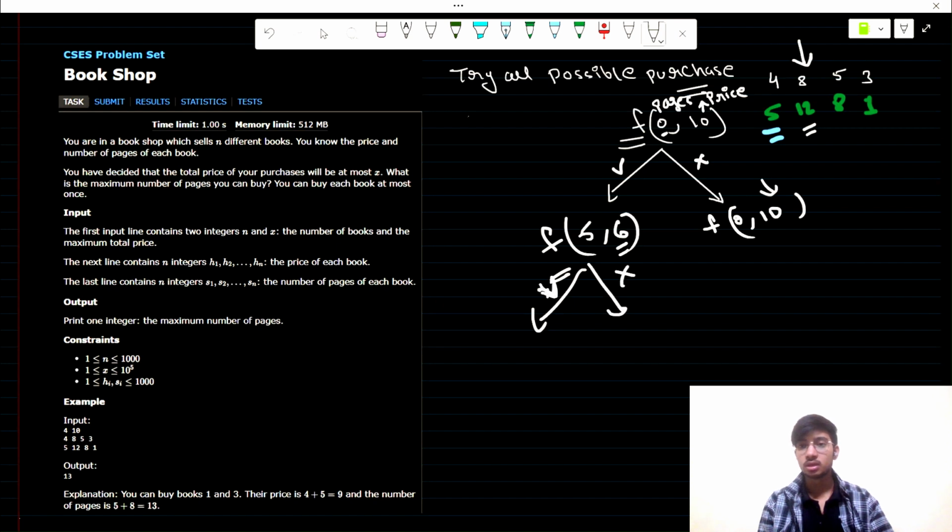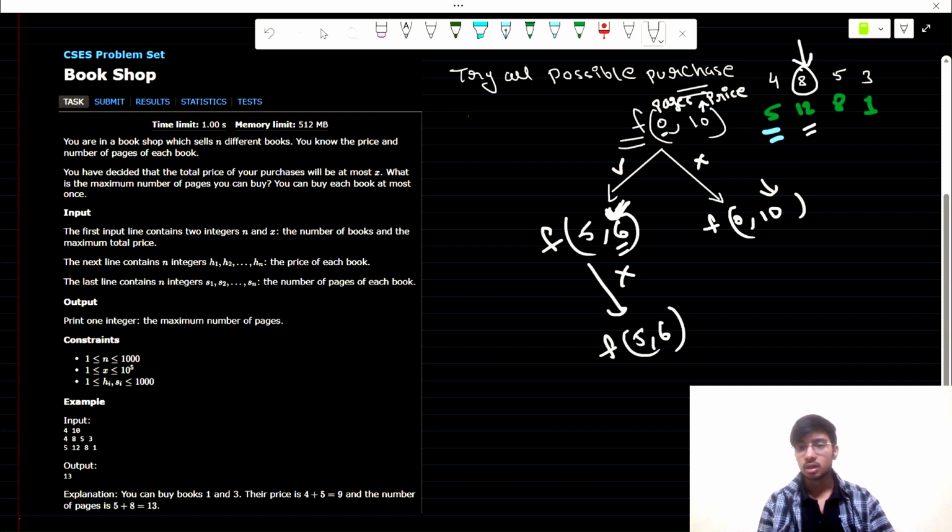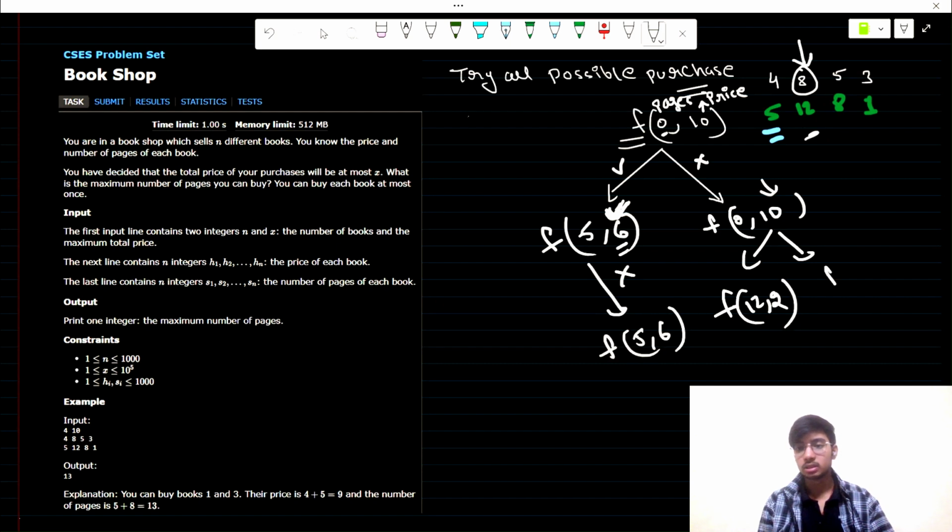If you are going to pick the next book, can you pick it? No, because the price is 8 but the at most price is 6. So you are not going to purchase it, and there is no call on that side. Now, yes, you can buy the other one. The number of pages is going to be 12 and the price is reduced to 2. The other call remains the same if you do not pick it.